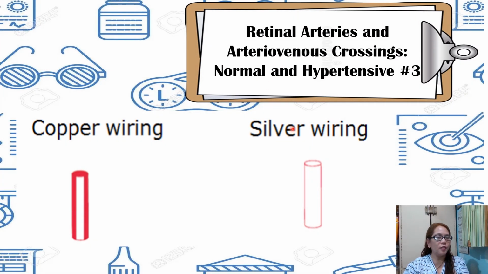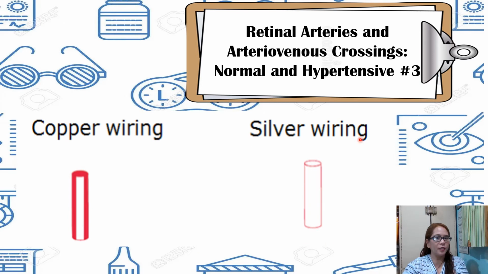So, for the hypertensive patient, pwede rin magkaroon ng copper wiring. Wherein the arteries close to the disc become full and somewhat tortuous, and develop an increased light reflex with the bright copper luster.